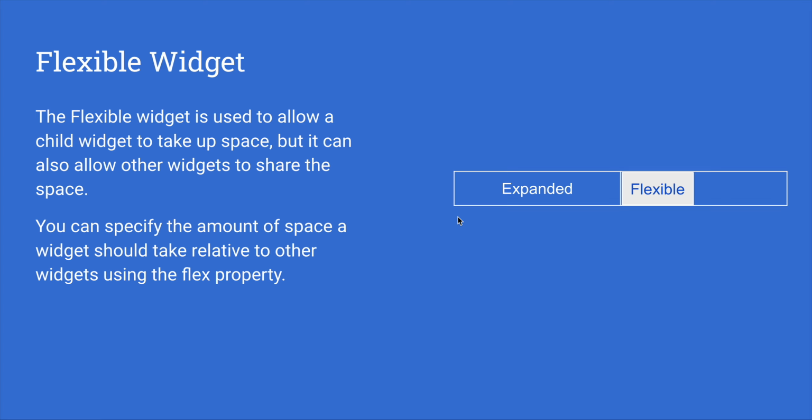Okay. And the flexible widget. The flexible widget is used to allow a child widget to take up space, but it can also allow other widgets to share the space. You can specify the amount of space a widget should take relative to other widgets using the flex property. So here is the row, and in the row the expanded widget fills up the available space, and the flexible widget takes a particular widget's space.